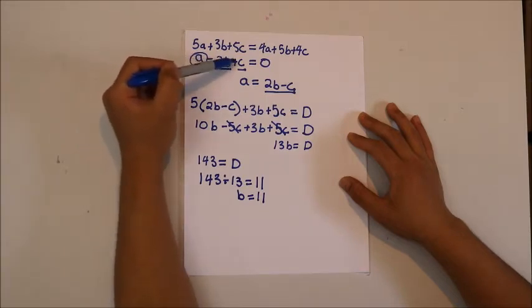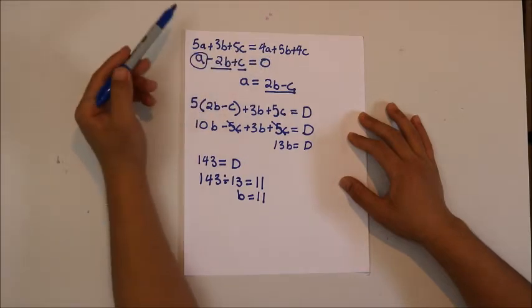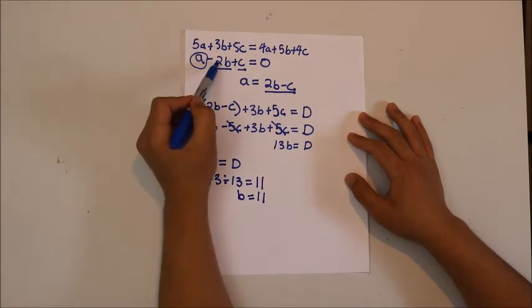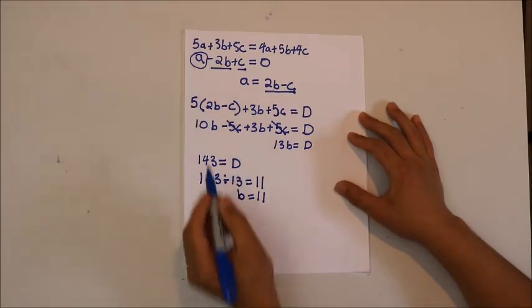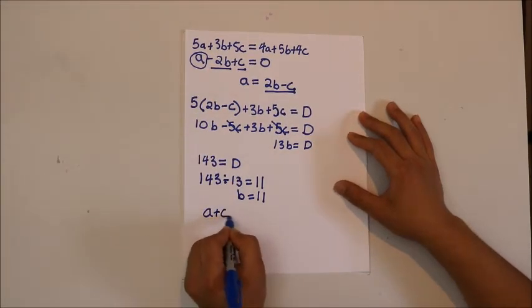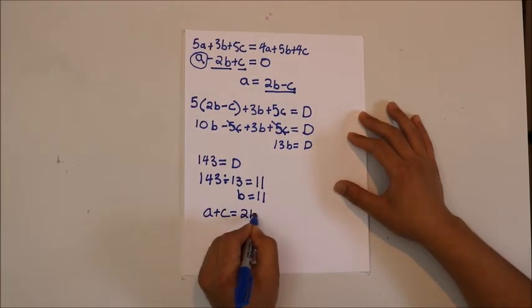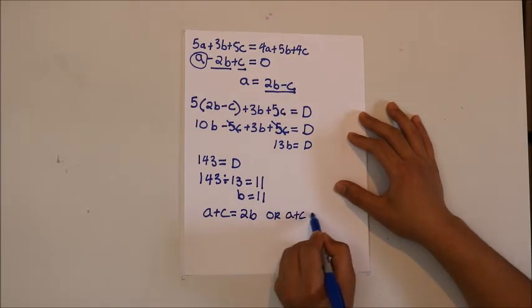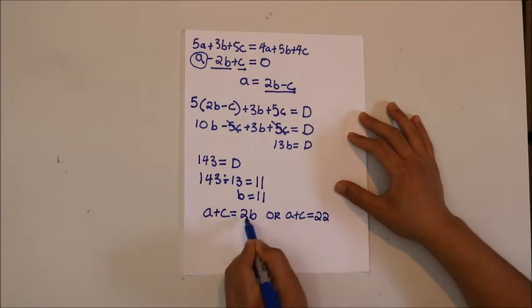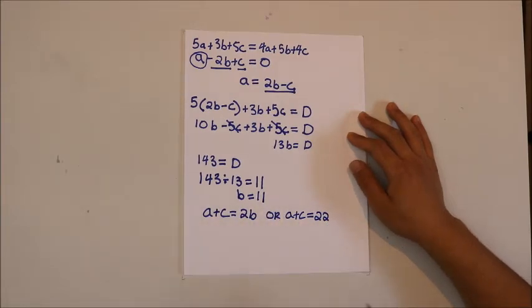A minus 2b plus c equals 0. Except this time we take the minus 2b and we move it over here so that we get a plus c is equal to 2b. Or a plus c is equal to 22, because 2 times 11 is 22.